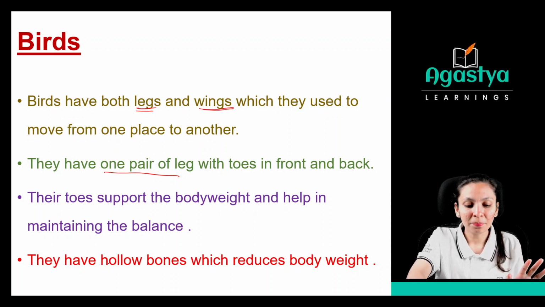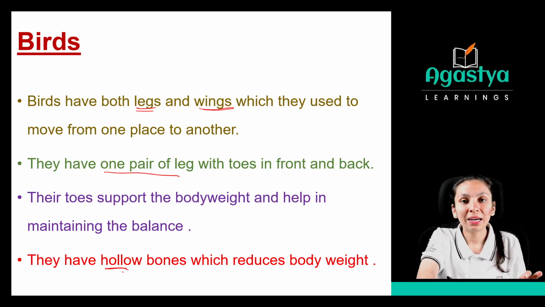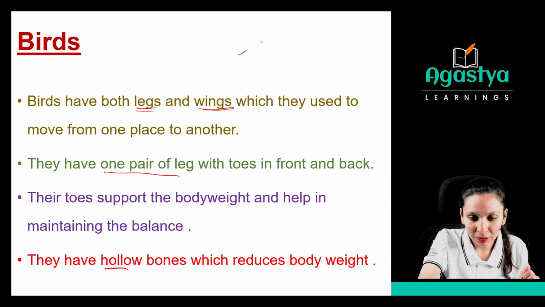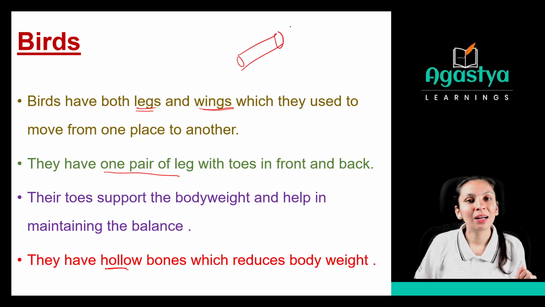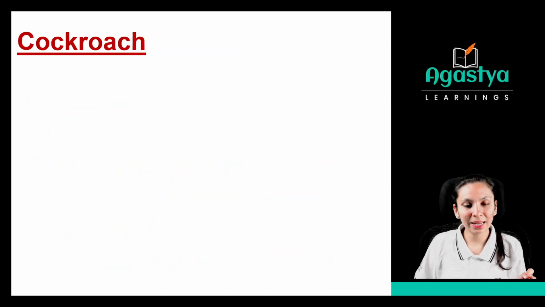The bones are present, but they are hollow. They will not be the strong ones. It is a hollow-like structure so that it can reduce the weight of the birds. Clear these things? Okay. Now what is next?